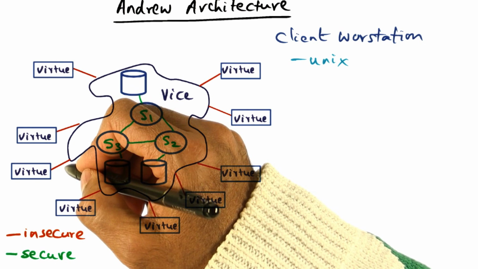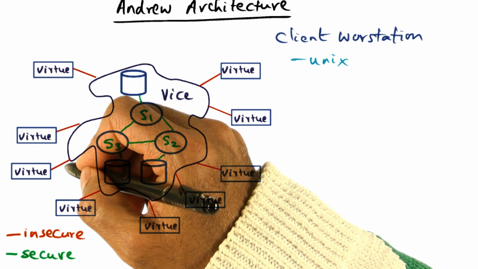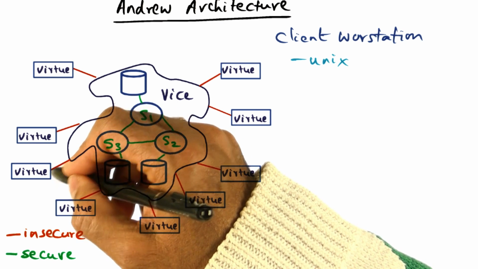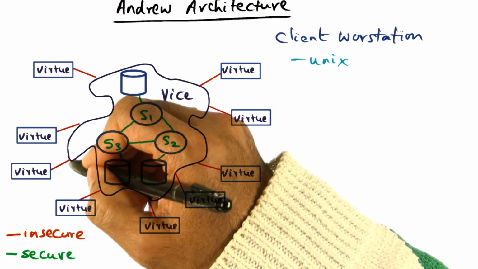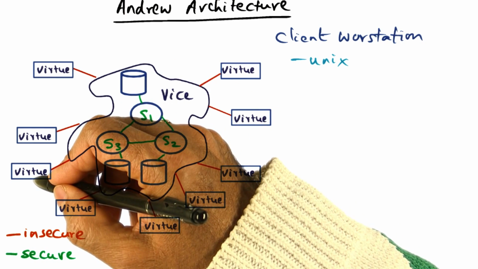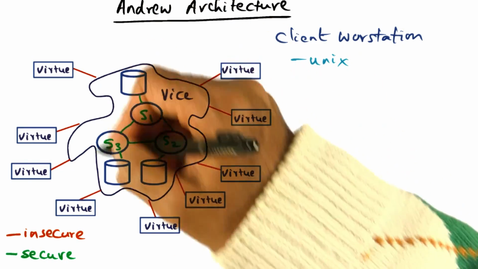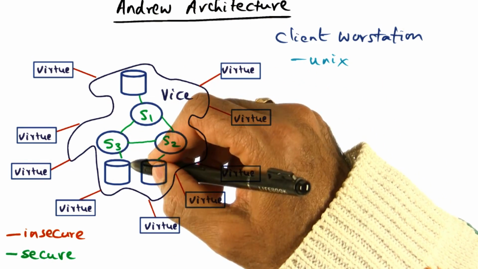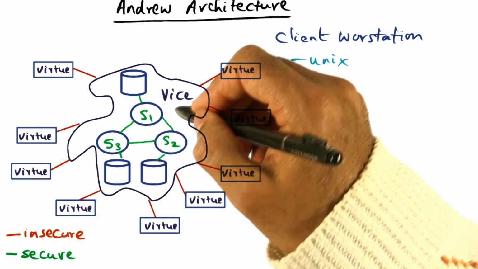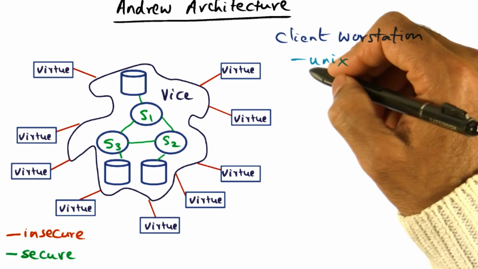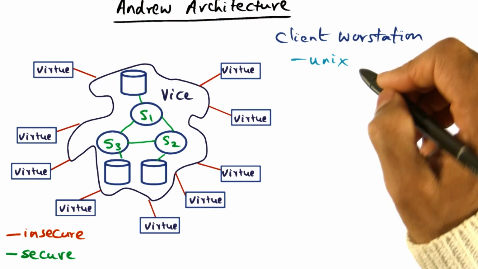insecure links. What that means is that in order to make sure that information that is sent on the wire to the servers or received from the servers by the clients is protected, it has to be encrypted, since anyone can sniff the packets that are flowing on these wires. But inside the Vice, the communication that happens among the servers, because it is secure, there is no need for information encryption. The client workstations run some flavor of Unix operating system.